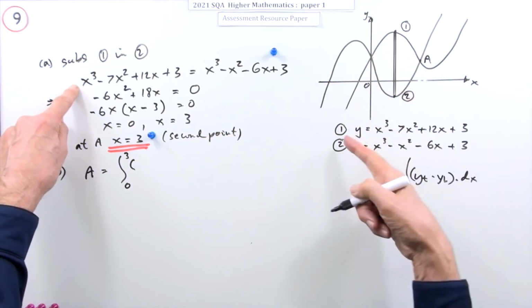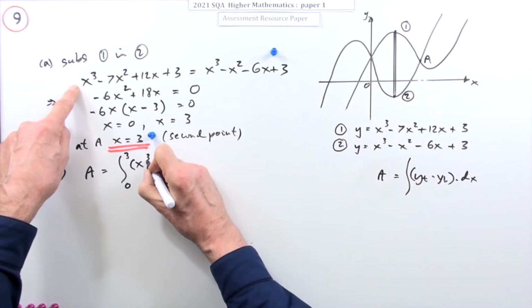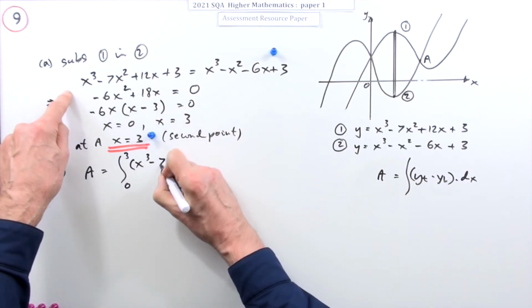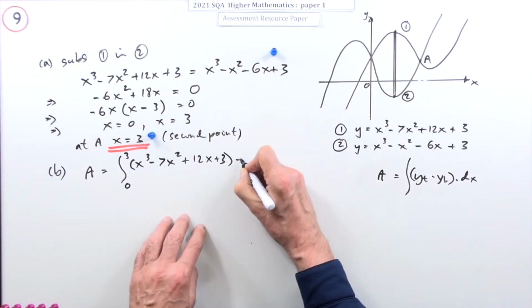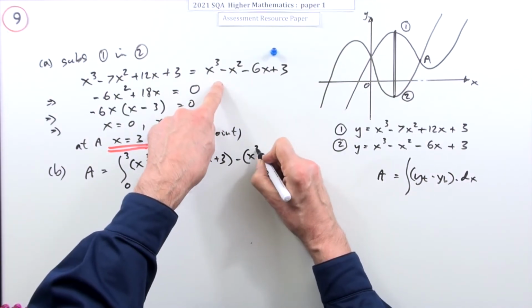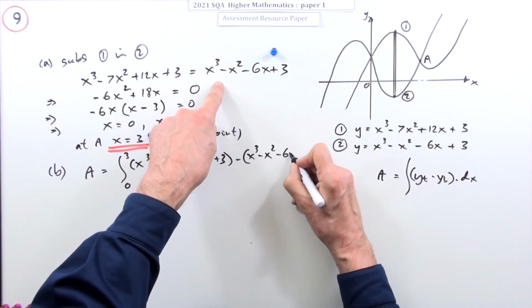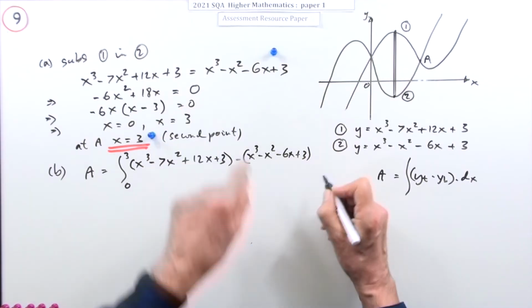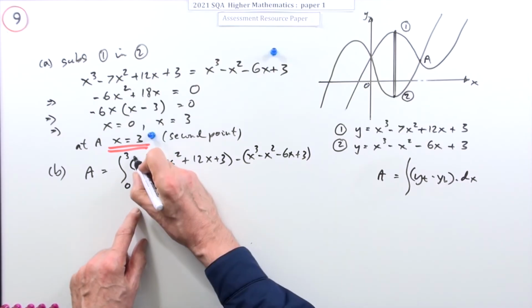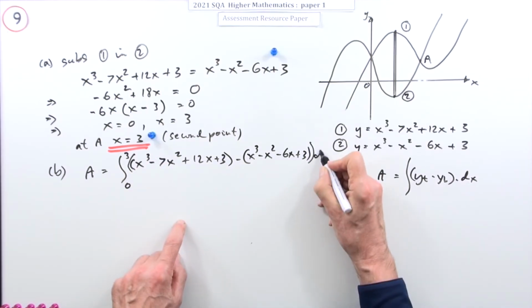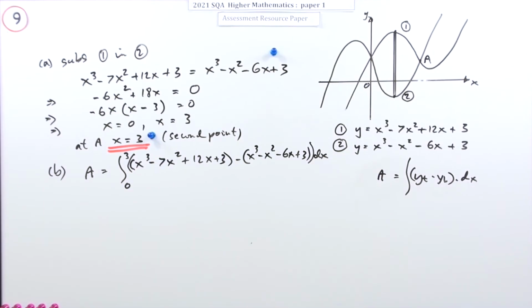So the top was this one, x cubed, minus 7x squared plus 12x plus 3, minus, and then this one, x cubed minus x squared minus 6x plus 3. Oh, I'm going to bump into this. Subtracting them gives you the height of that rectangle. Multiplying it by dx gives you the area of that rectangle.